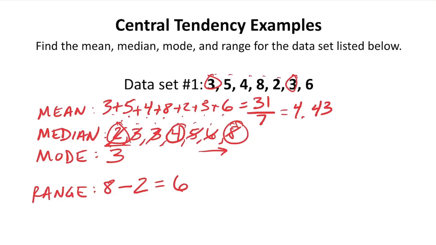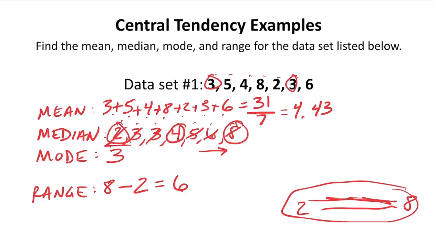So if we plotted this out on a number line and we looked at the distance between 2 all the way to 8 on the number line, then that whole distance all through here is 6.